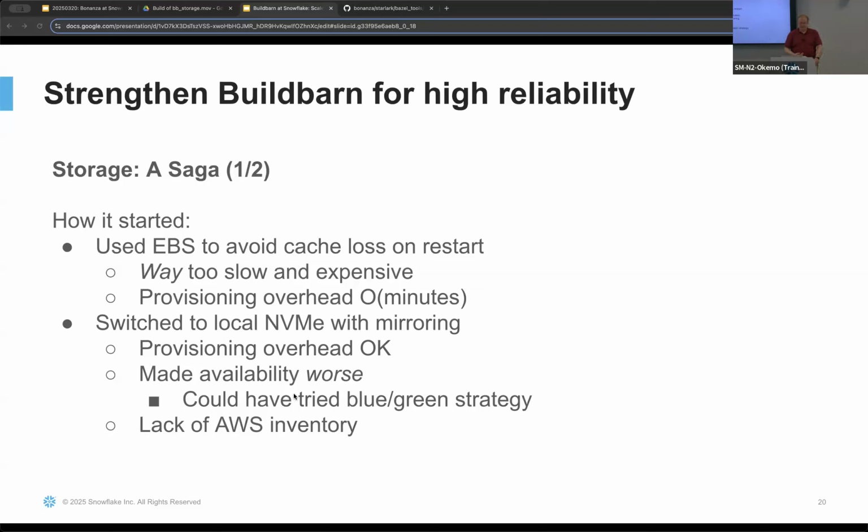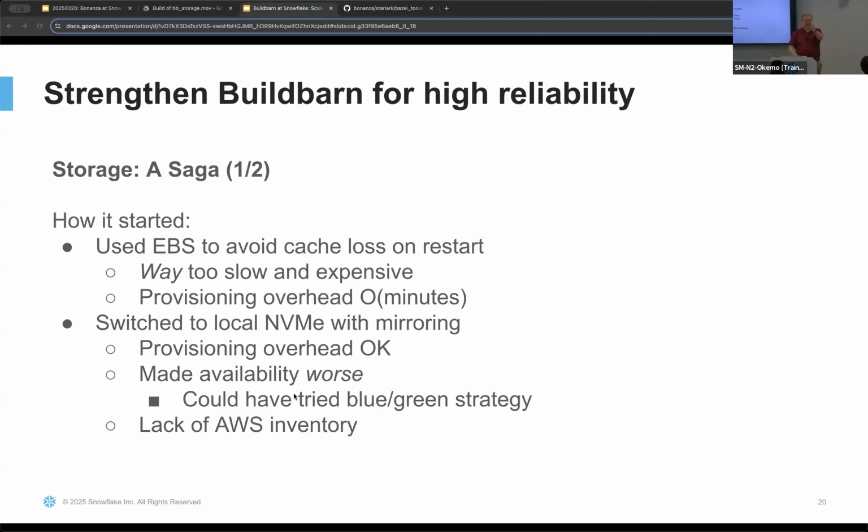There's also another problem: the mirroring meant that we were doubling the number of cache nodes, and we had a difficult time getting enough AWS inventory for the size of the cache that we needed for our workload. It's a funny thing when you have a big enough shop. You can't treat the cloud like the cloud, because you suddenly realize there's actual hardware there and there's only so much of it.